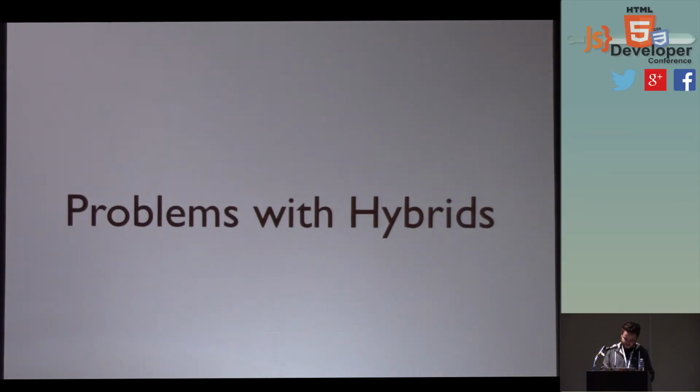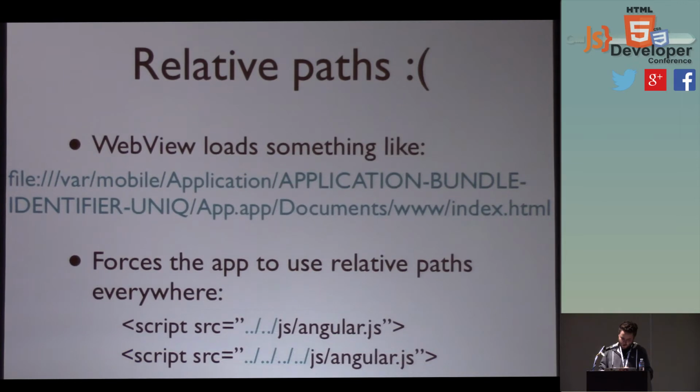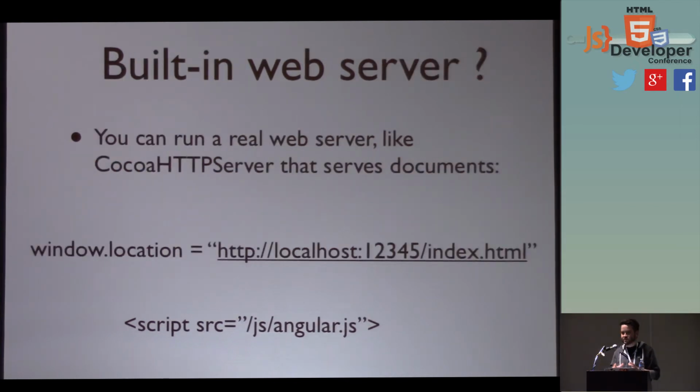So, the problems. When the app starts, it loads a document from the app bundle itself. So usually the URL of the web view is something like this. Really, really long. And because of the file URL, you cannot use paths that are relative to the root. So your code gets cluttered with relative paths like ../../..